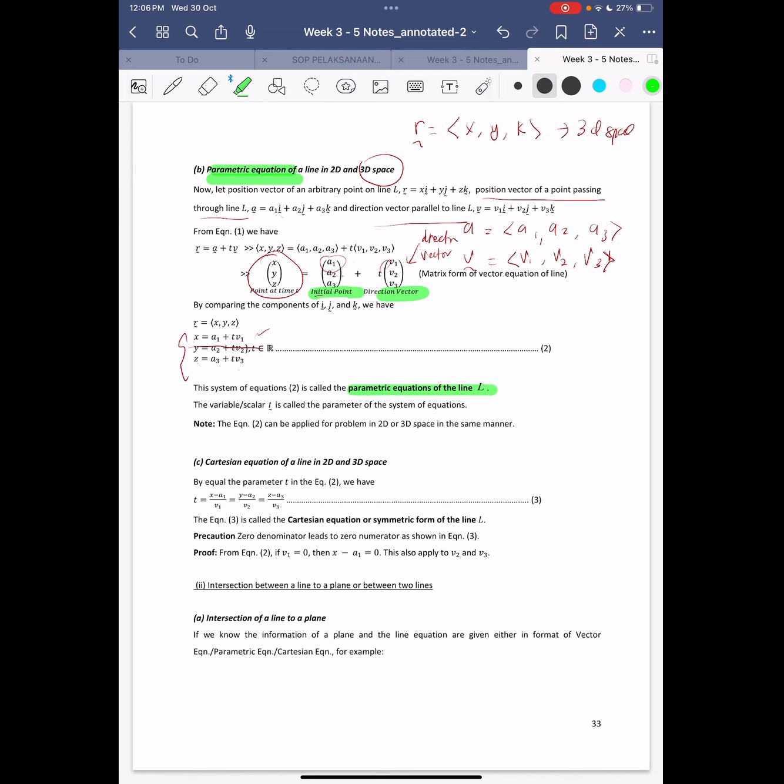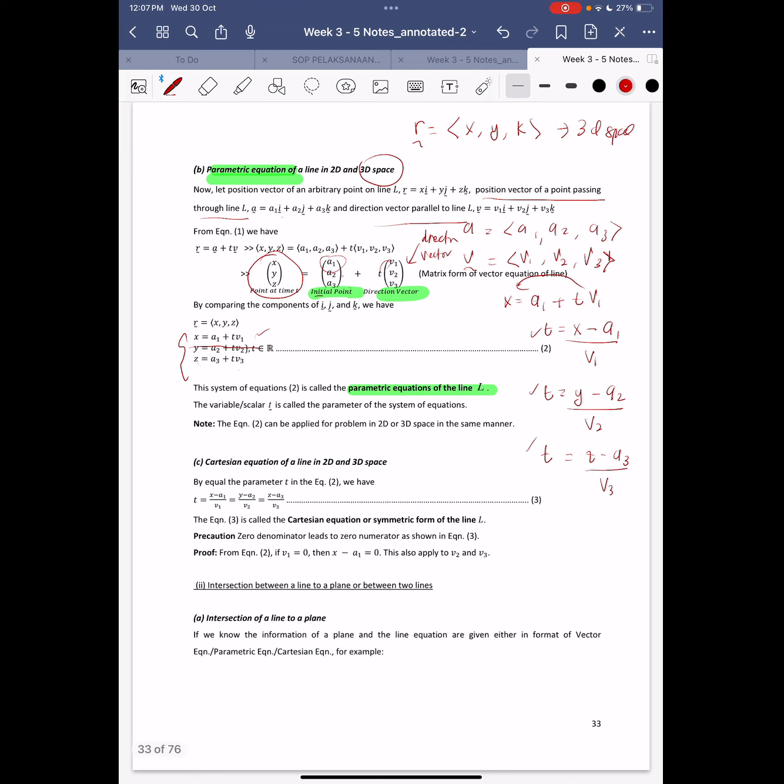If I rearrange the equations of x, y, and z, making them in terms of t: for the first one, x equals A1 plus tV1, so t will be x minus A1 divided by V1. For the second equation, t will be y minus A2 divided by V2. And t here will be z minus A3 divided by V3. So this is t, t, and t, and we can make them equivalent.